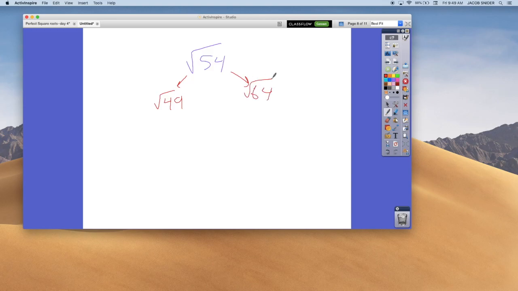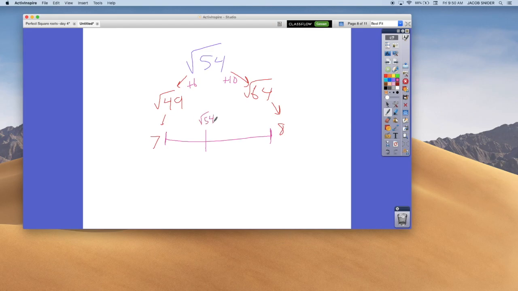Now, if I simplify those, the square root of 49, we know that that's going to be 7. We know the square root of 64 is going to be 8. Now let's figure out which one it is closer to. 49 is 6 away from 54. Okay? 54 and 64, 10 away. Pretty close to the middle, not too far away. So here we go. There's my number line, right? Put it close to the middle, maybe a little bit closer to 7 than to 8.